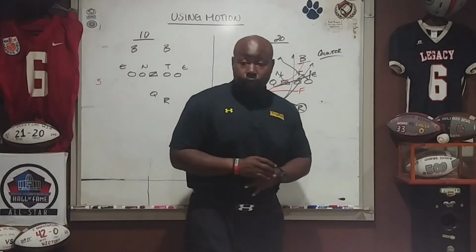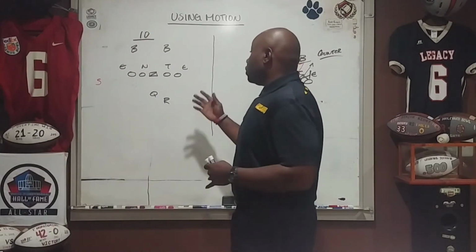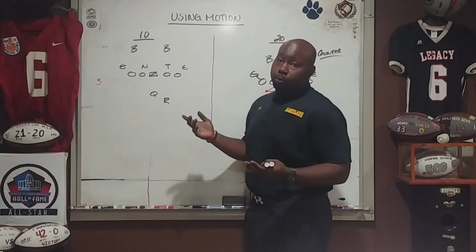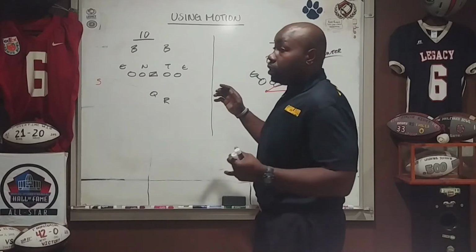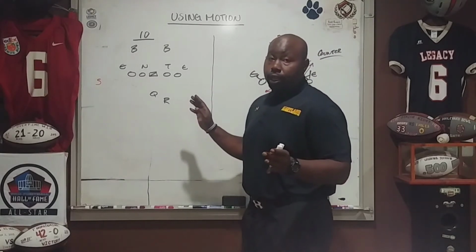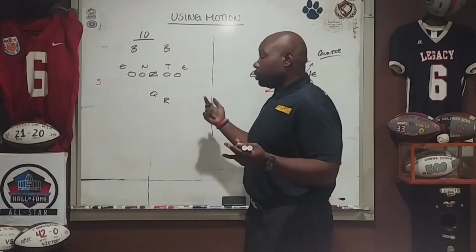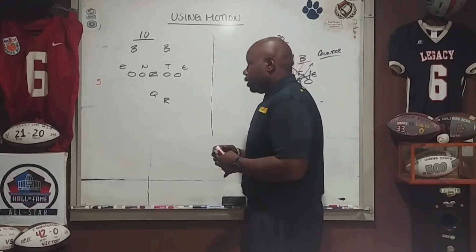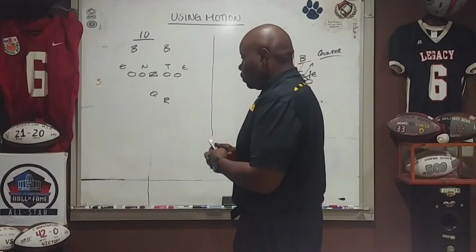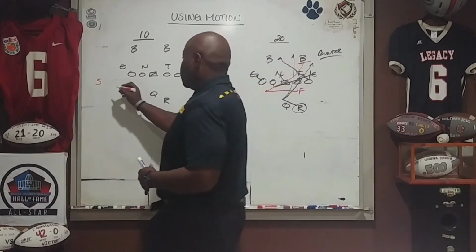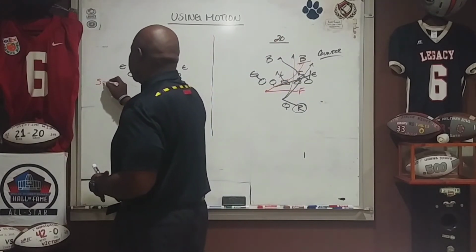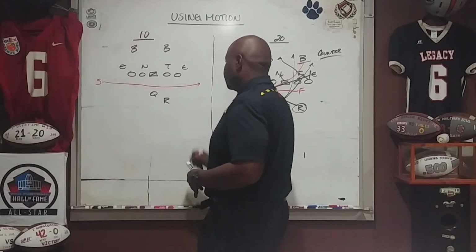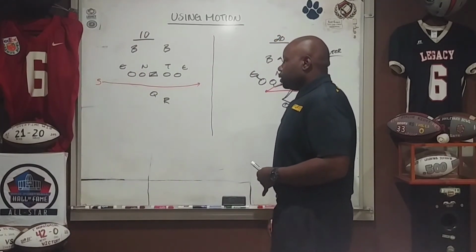Now, we flip over here and we go to 10 personnel. Okay? And we start talking about our motions out of 10 personnel, which is no tight end. 4 receivers, 1 back. We call that 10 personnel. Now, out of the 10, the motion that we really want to talk about is coming across here and running our jet motion. Running our jet. We know that's key.